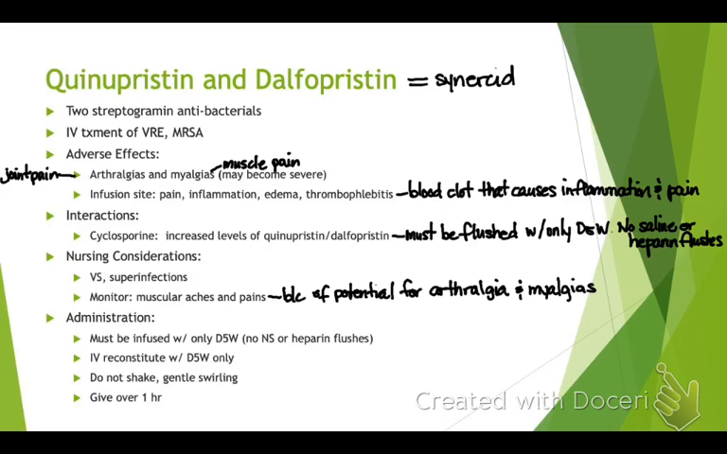Okay, so other nursing considerations, again, vital signs and superinfections. We want to make sure we're looking at that. You want to monitor for muscle aches and pains because of the potential for arthralgias and myalgias. Again, administration must be infused with only D5W. You don't want to use any normal saline or heparin flushes. You need to make sure you reconstitute with only D5W. You don't want to shake, you just want to gently swirl. And you want to give it over 1 hour.